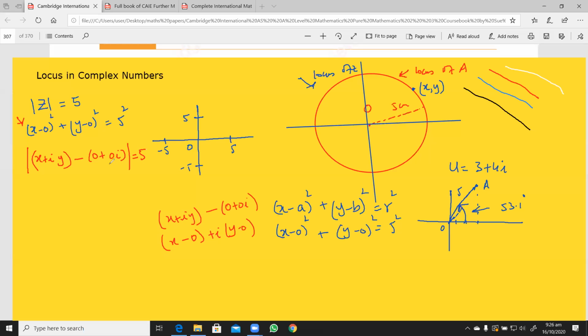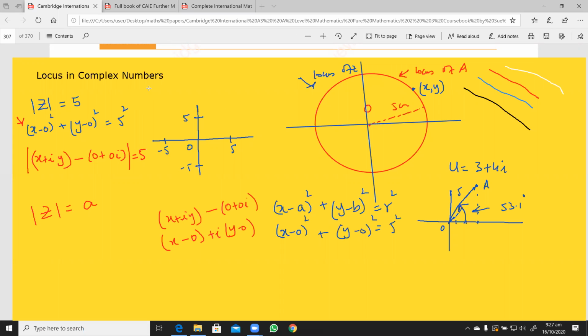So you have to note it down that whenever you have modulus of z equal to a, that would mean that the locus of the complex number z is on the circumference of a circle with the radius a and the center as origin. Now I'll be building on it.